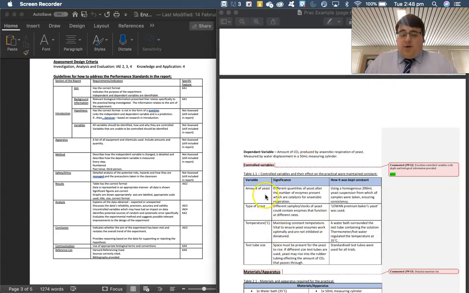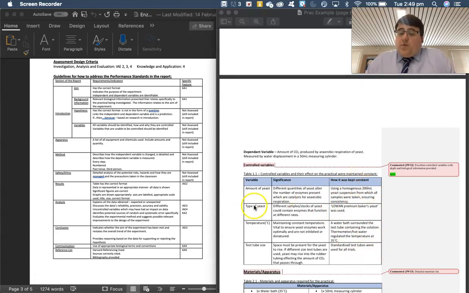But what I would include is you have your variable. So what is the controlled variable? Why you need to control the variable. So what will happen if you don't control the variable? And how it's physically kept. How did you control it in your experiment?